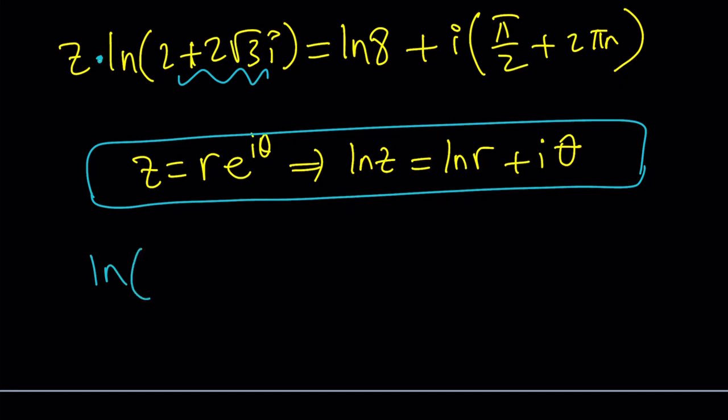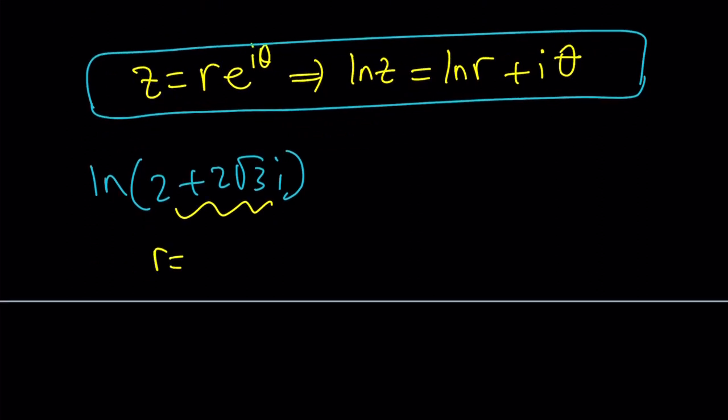And again, we're going to use the exact same definition that we just used. Ln of z would be ln of r, which is the modulus for this. So what is r for this? What's the absolute value of 2 plus 2 root 3i? That would be the square root of 4 plus 12. And yes, that will be a 4. Easy.